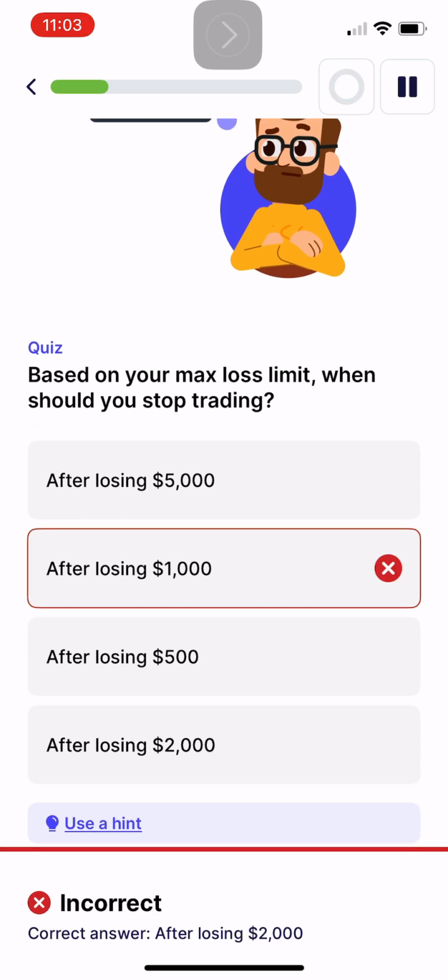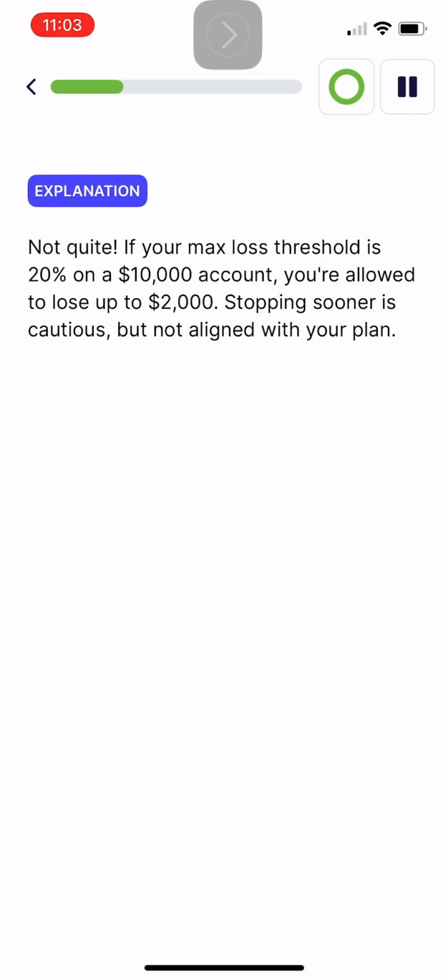No, the correct answer was after losing $2,000. Not quite. If your max loss threshold is 20% on a $10,000 account, you're allowed to lose up to $2,000. Stopping sooner is cautious, but not aligned with your plan.